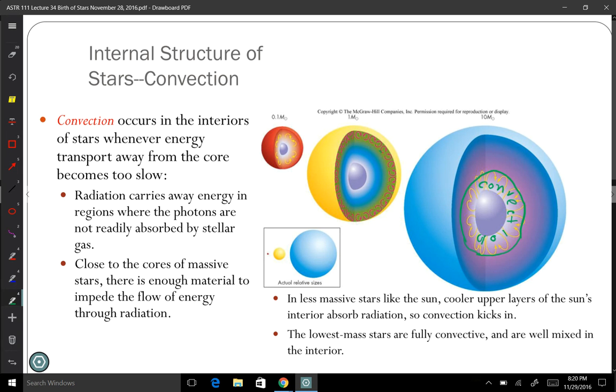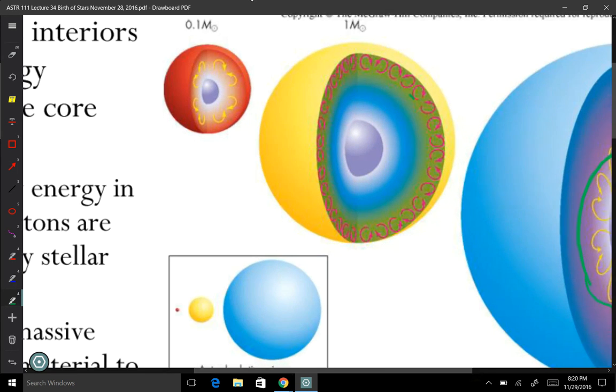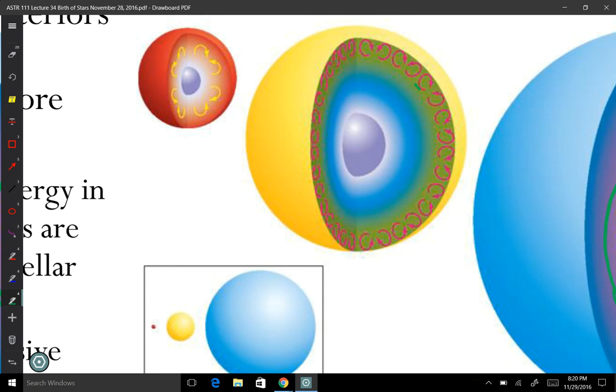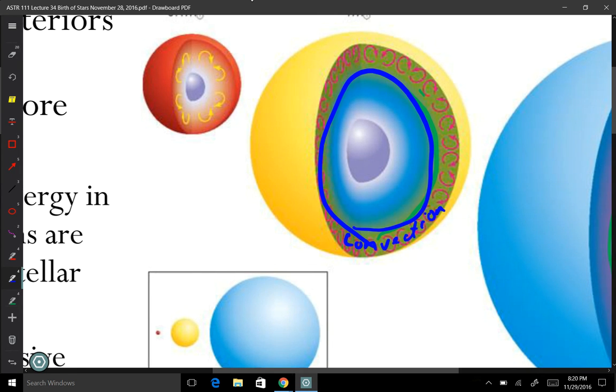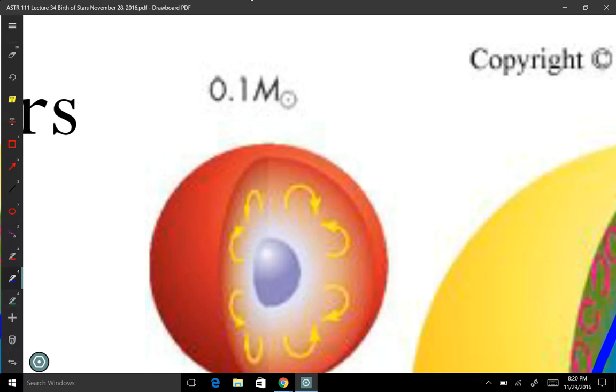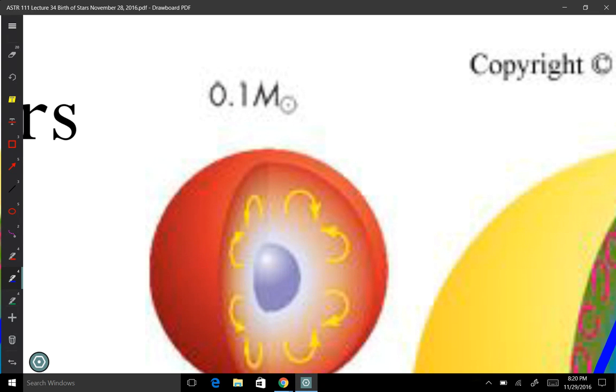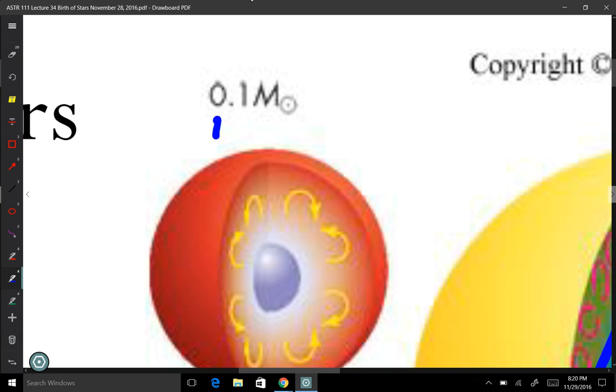Here's a star like our sun. Where's the convection zone for the star like our sun? It's on the outside. So a star, got to change colors. That one doesn't contrast at all. For a star like our sun, the convection is on the outside. And then if you get to this tiny star, one that's about 0.1 solar mass, a tenth the mass of our sun, just above the minimum, where's the convection zone? The entire thing.